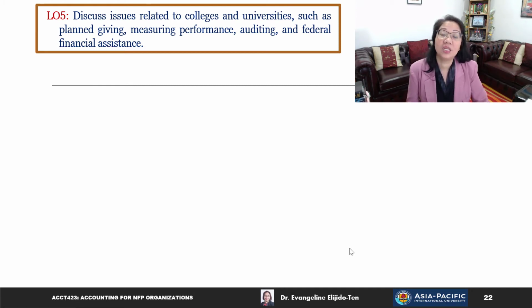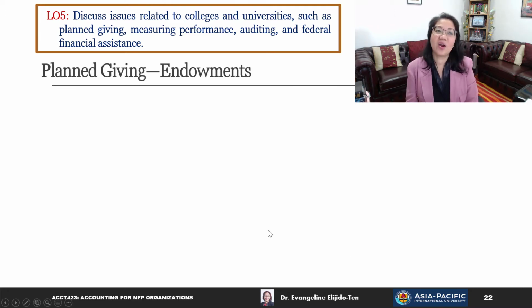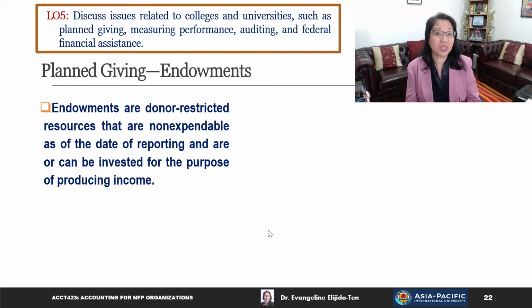Here we'll discuss the issues related to colleges and universities, such as planned giving, measuring performance, auditing, and federal financial assistance. Let's start with planned giving, in particular endowments. We have learned in the past that endowments are donor-restricted resources that are non-expendable as of the date of reporting, and these can be invested for the purpose of producing income.